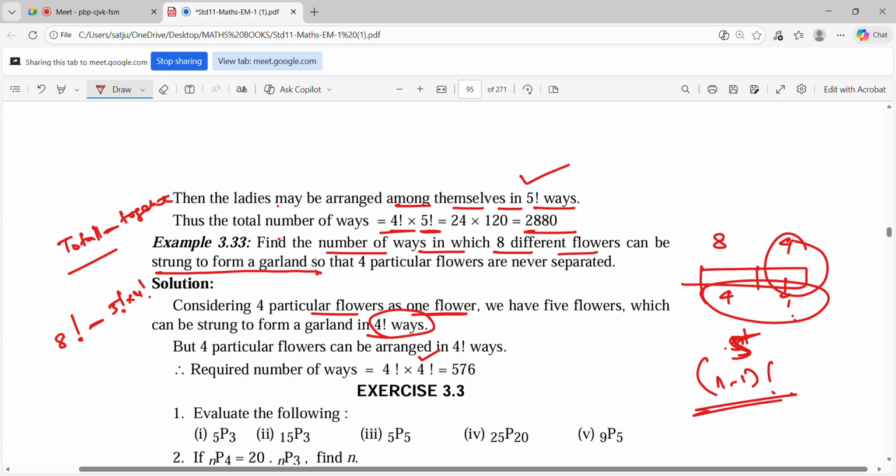Because coming together means you have to treat them as a single unit. So that is why 5 factorial, and those 4 can come together in 4 factorial ways. Therefore, 8 factorial minus 5 factorial into 4 factorial. Guys, getting it? Understanding the concept is very, very important for permutation and combination.